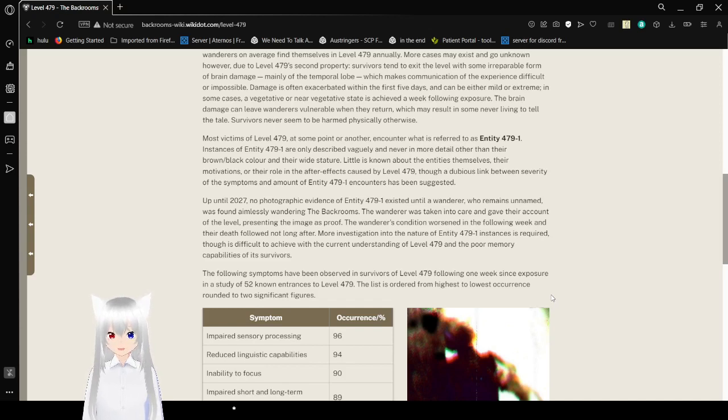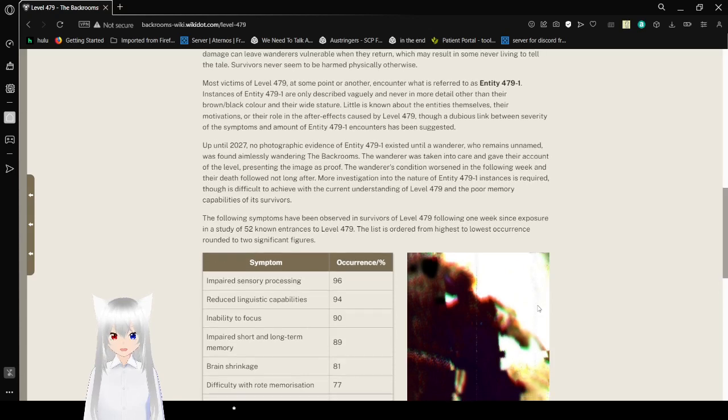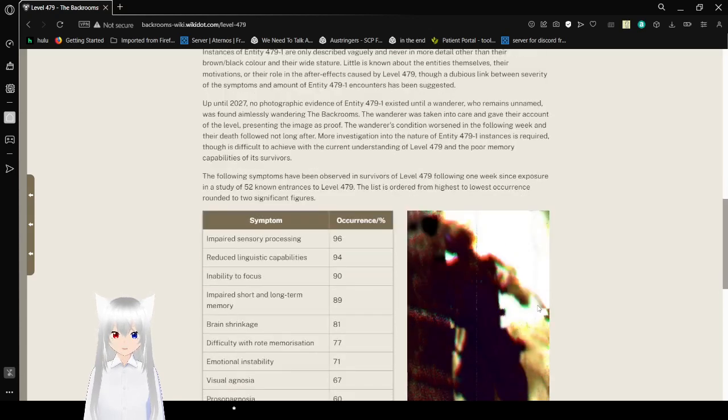Most victims of Level 479 at some point encounter instances of an entity referred to as Entity 479-1. Instances of Entity 479-1 are described vaguely and never in more detail other than their brown/black color and their white structure. Little is known about the entity themselves, their motivations, or their role in the aftereffects caused by Level 479. Though a dubious link between severity of the symptoms and amount of Entity 479-1 encounters has been suggested.